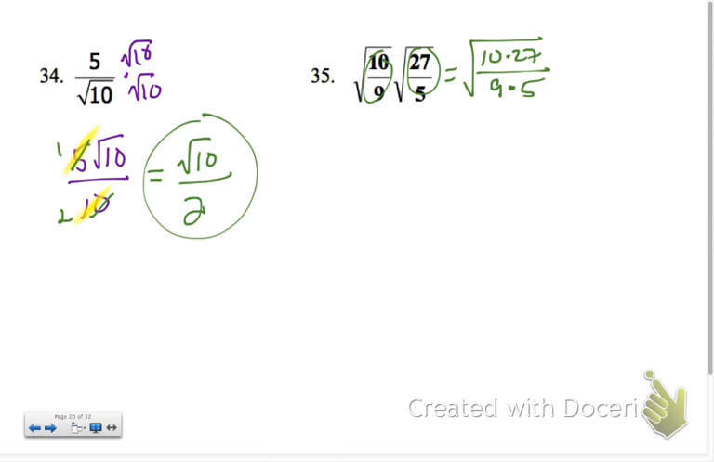And now I'm going to cancel all the stuff that is cancelable. So 9 goes into that once and 3 times. 5 goes into that once and twice. So it's really just the square root of 6 over the square root of 1, which is really just the square root of 6. Final answer there.